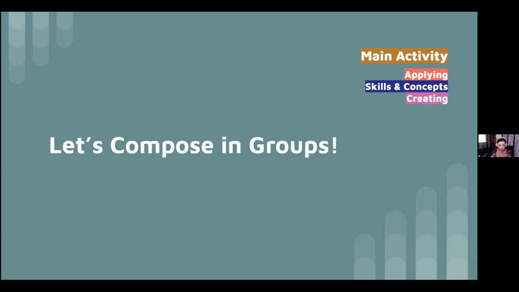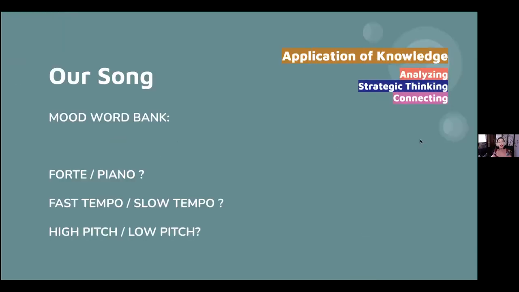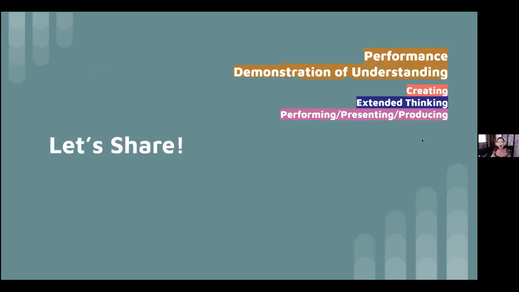This is skills and concepts for Webb's, and this is creating as a point of the National Core Art Standards. When we get to this creation on our own, it's application of knowledge. I'm not holding hands through it. Learners are showing me that they understand. They're analyzing, they're using strategic thinking and making connections, which are high level on these learning taxonomies.